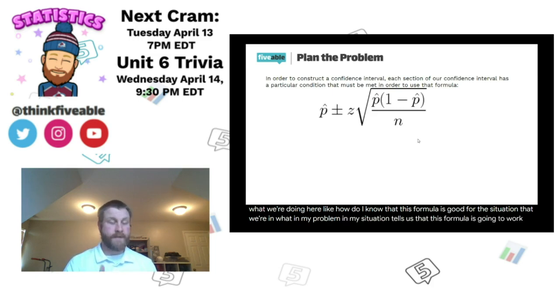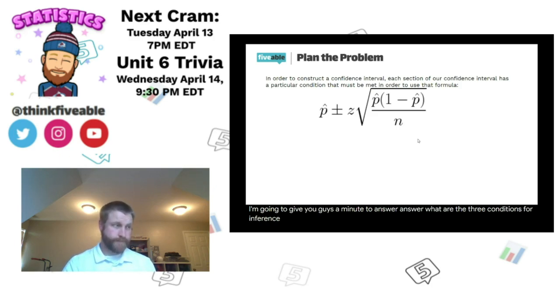So I'm going to give you guys a minute to answer. What are the 3 conditions for inference, especially a confidence interval here? Yes, 4 quadrants paper is great, Sandra. I'm glad you added that in there. Okay, we got 1, normalcy. Got to make sure that our sampling distribution is normal. What are the other 2 conditions?